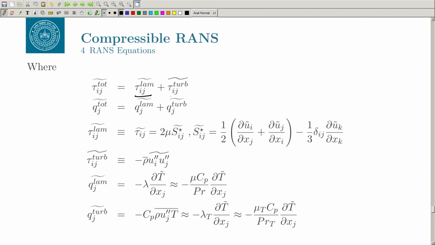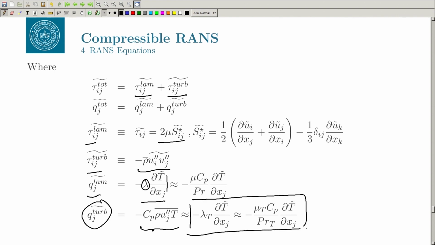Tau_ij laminar here, tau_ij turbulent here, and tau_ij laminar is nothing but 2 mu S_ij star, okay. In case of laminar incompressible flow, it was 2 mu S_ij, okay, and tau_ij turbulent is basically minus rho bar u_i double prime u_j double prime, okay. This is the laminar, where lambda is the thermal conductivity, so lambda del T by del x_j, okay, and this is your turbulent flow, which is basically the turbulent transport of the heat, okay. This is Cp rho u_j double prime T, and this is the approximation to that, okay.